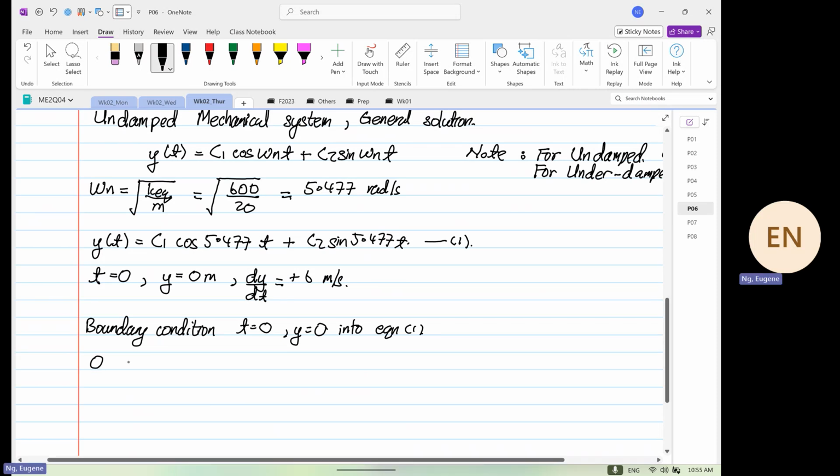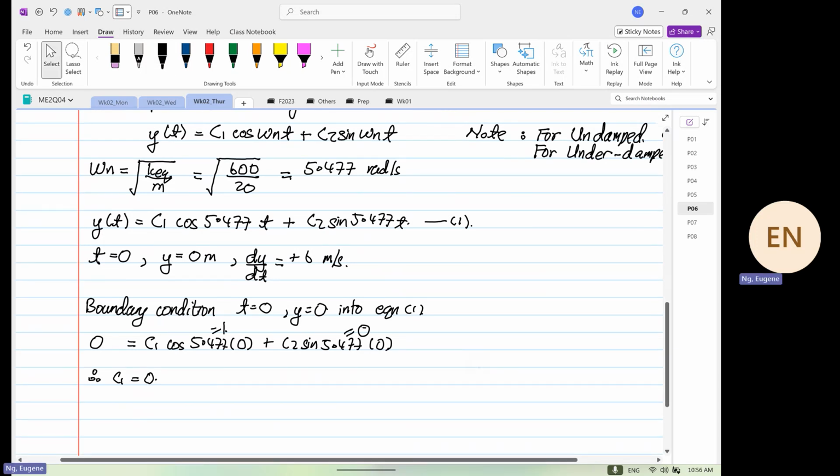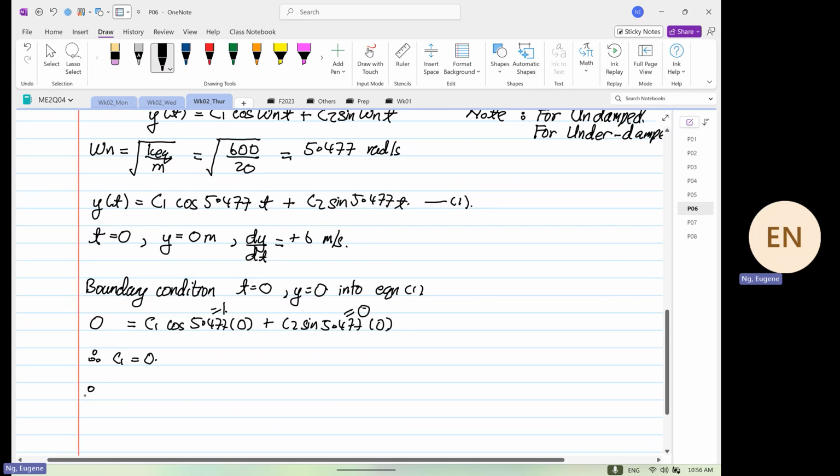So we know this is 0, C1 cos 5.477 multiplied by t, this is 0, plus C2 sine 5.477 multiplied by 0. Okay, so we know that this term over here is equal to 0, this term is equal to 1, so therefore C1 is equal to 0. So C1 is equal to 0, you can drop the term.